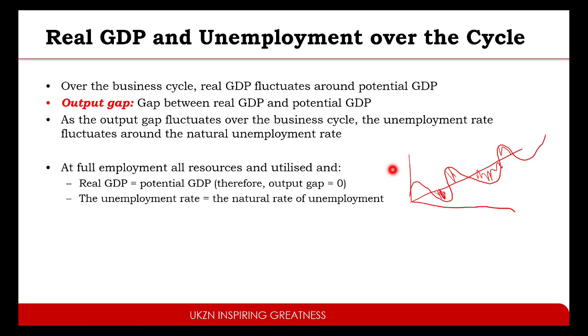The unemployment rate fluctuates around the natural unemployment rate. Everything is moving in a cycle. At full employment, which I told you about in the previous slide, there is only structural and natural unemployment. When that happens, real GDP is equal to potential GDP. The output gap is zero, so it is literally on the potential GDP line, like over here. And the unemployment rate equals the natural unemployment rate. So think of full employment as good, where all these things happen.